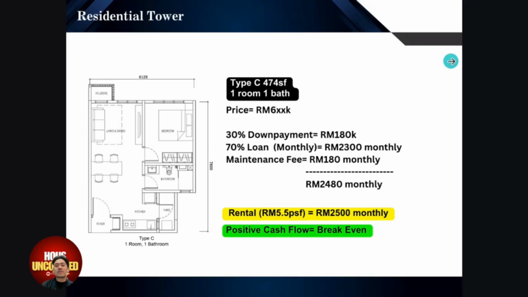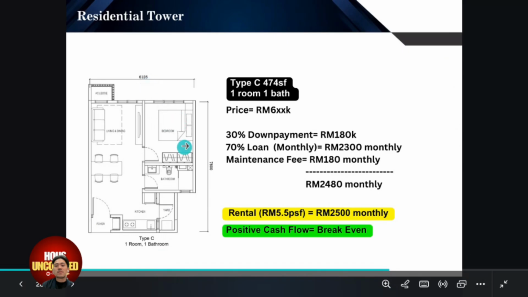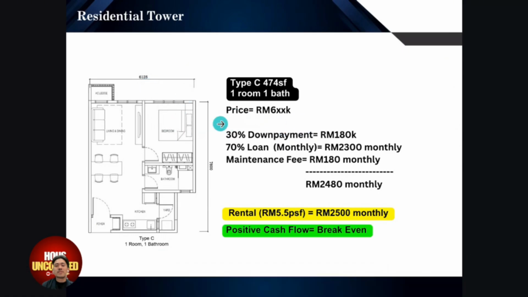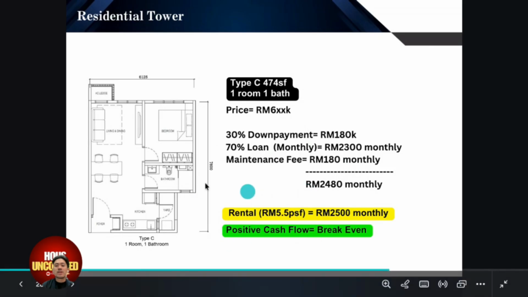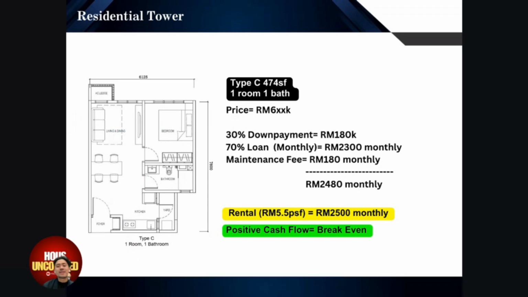So let's start from the smallest layout, which is 101 baht. Based on the price of 600 plus thousand, this is the original SPA price with 30% down payment, and the monthly installment based on a 70% loan is about 2,003. You can see that based on the current rental, which I use 5.5 PSF as estimation, the cash flow is break even, which means you don't earn much and you don't lose any.